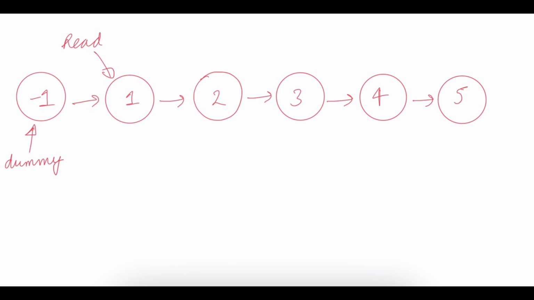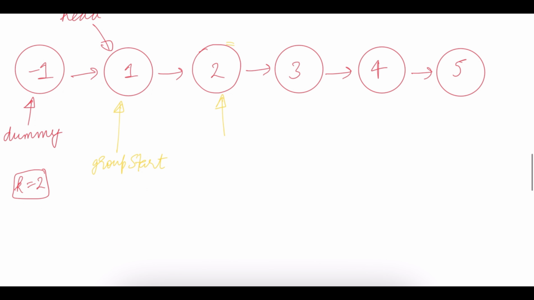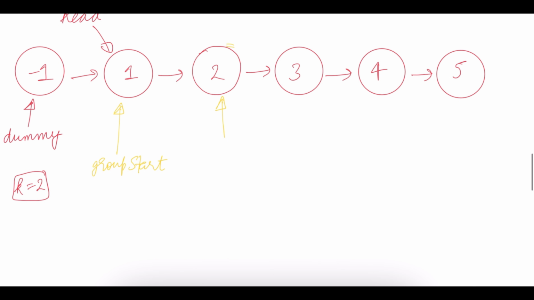So here the group starts at node 1. So let me call this group start, and as we know, the end of the group is node 2. So we are going to need to find this node 2 using the value k. So k in this case is equal to 2. So how to find the end node starting at the node?